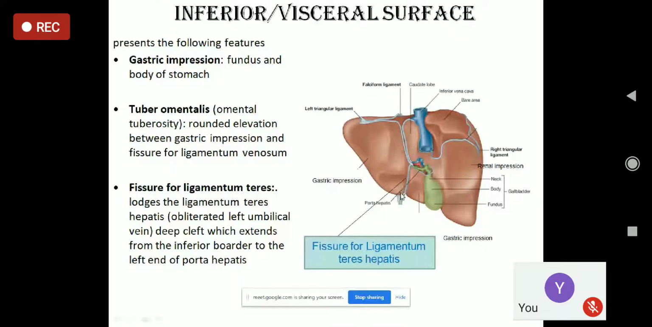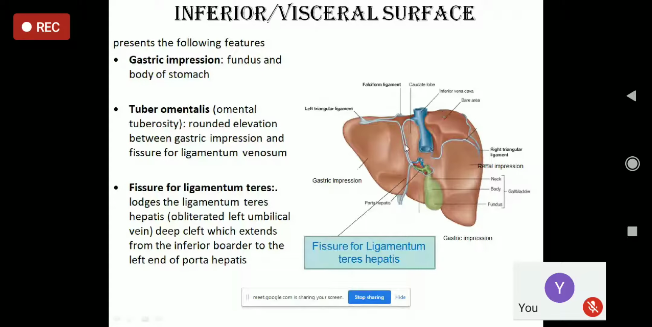Okay, what is its remnant? The obliterated left umbilical vein. Again we'll put the pin over here and ask what is this fissure. Then you have to say this is the fissure for ligamentum teres hepatis. It lodges the ligamentum teres hepatis, and it is the remnant of the obliterated left umbilical vein. These two should be on the tip of your tongue.